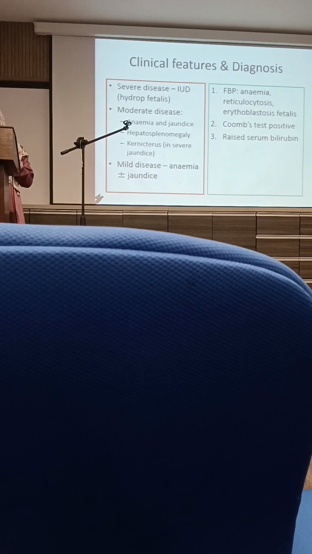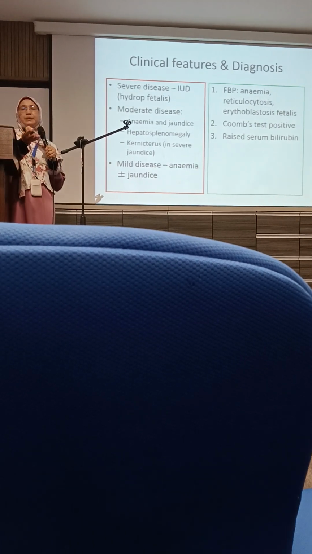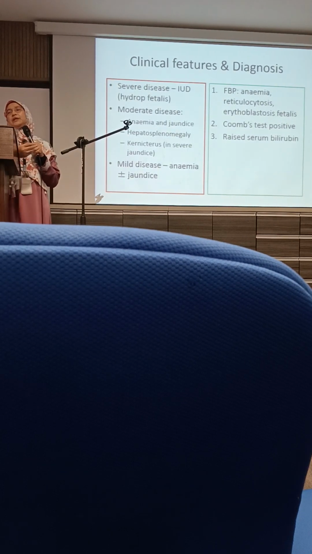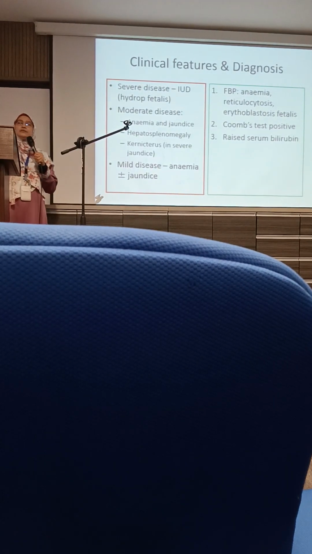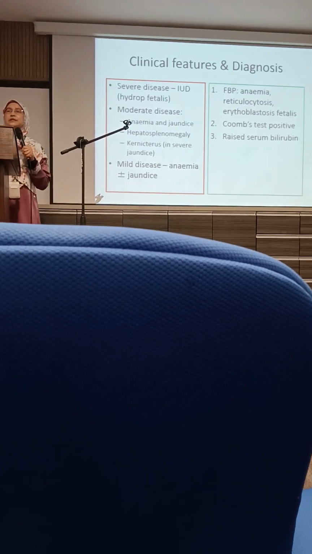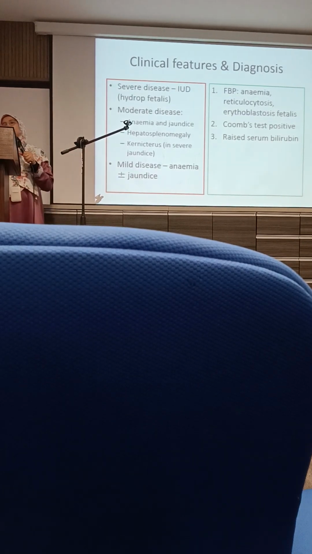So clinical features. Kalau severe disease, you can have hydrops fetalis, intrauterine death. Sama juga because hemolysis, the patient is severely anemic, they can have hydrops fetalis. Moderate disease, they can have anemia and jaundice, liver and spleen enlarged, and kernicterus. Pernah dengar kernicterus? Okay, severe jaundice. Go to the brain kan?